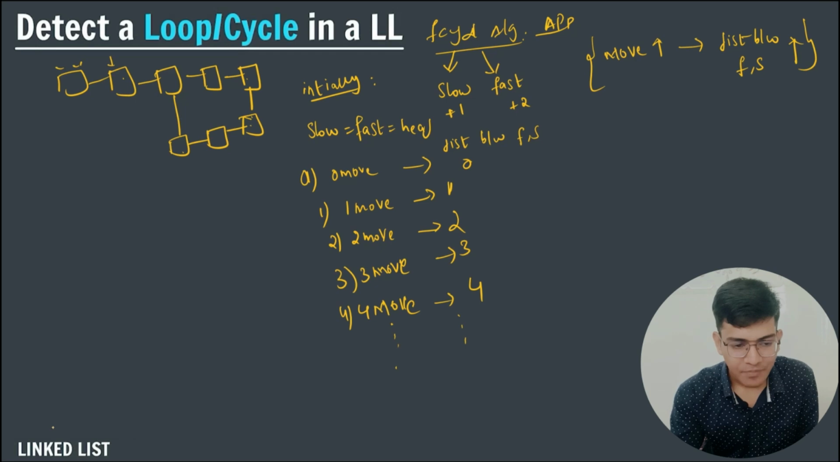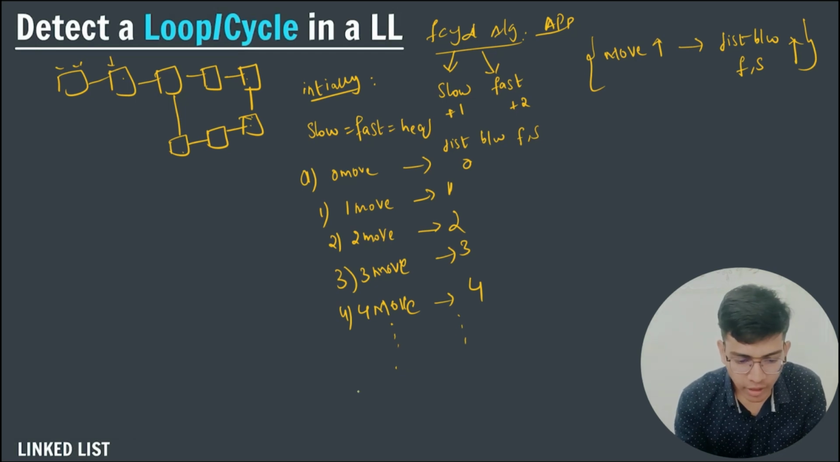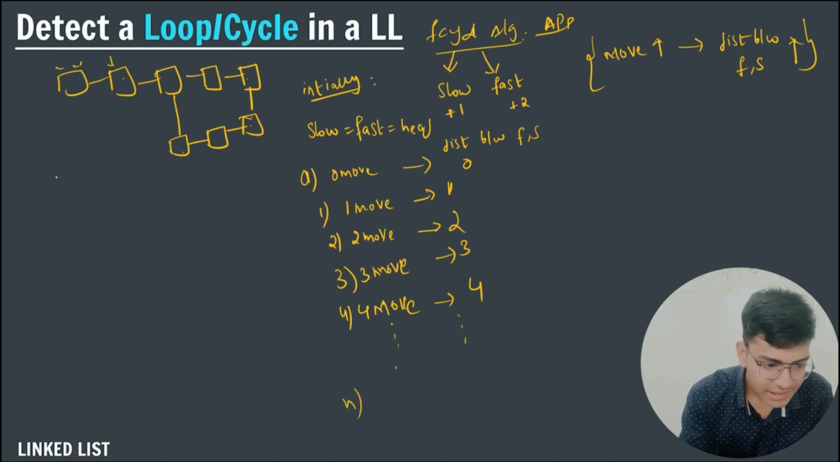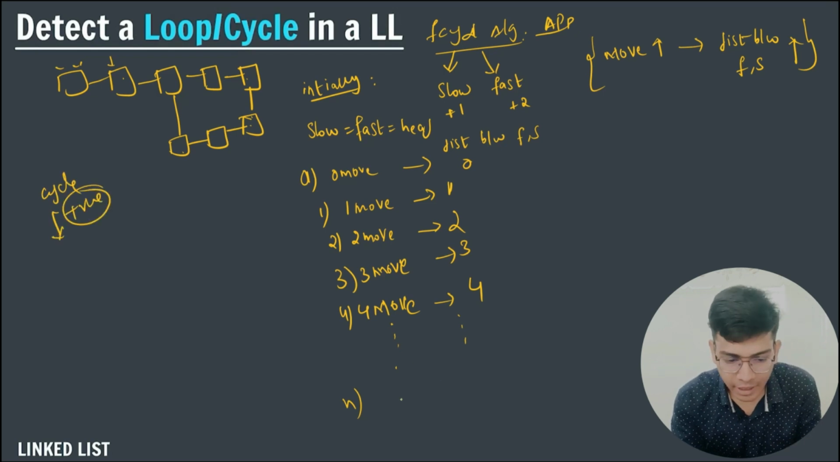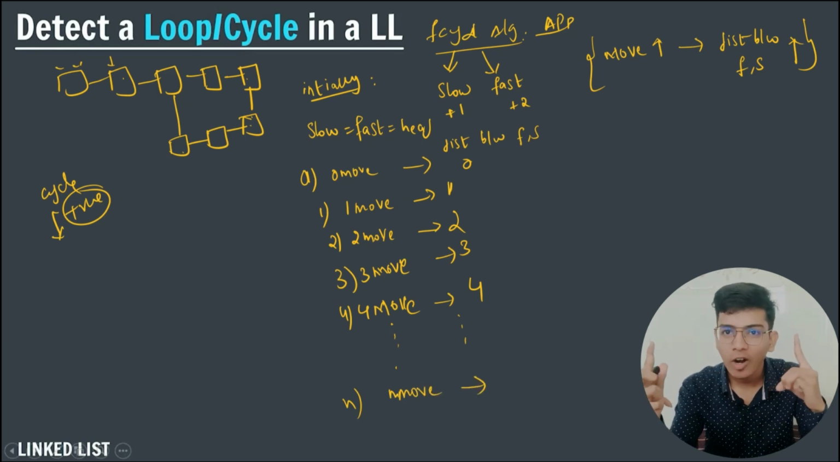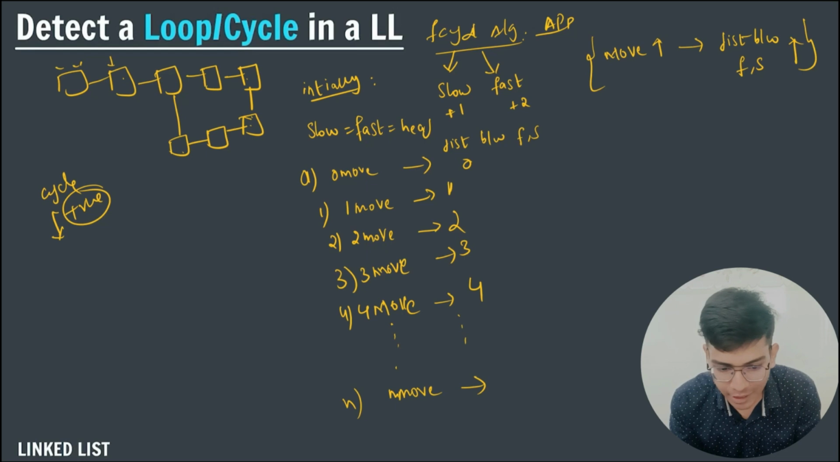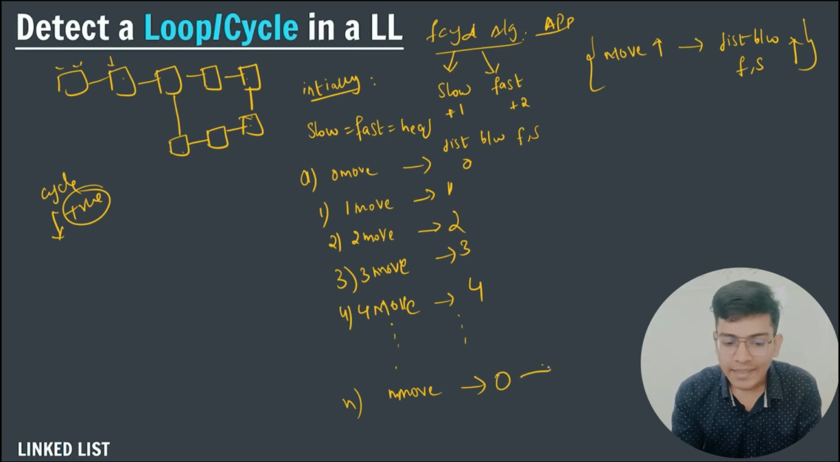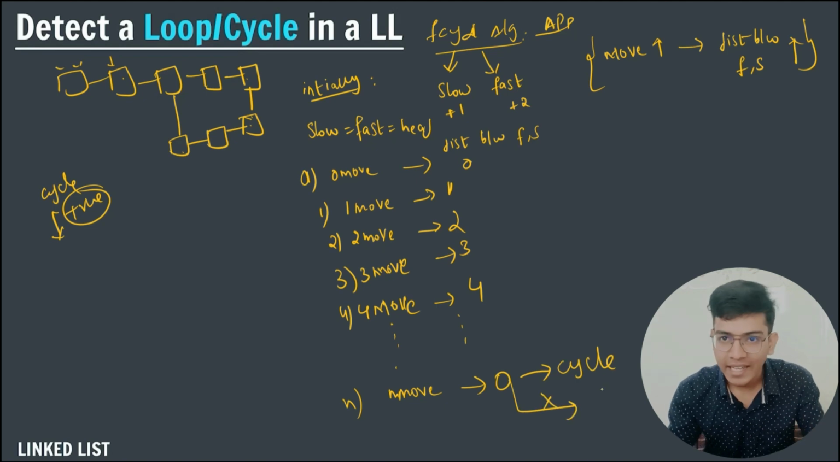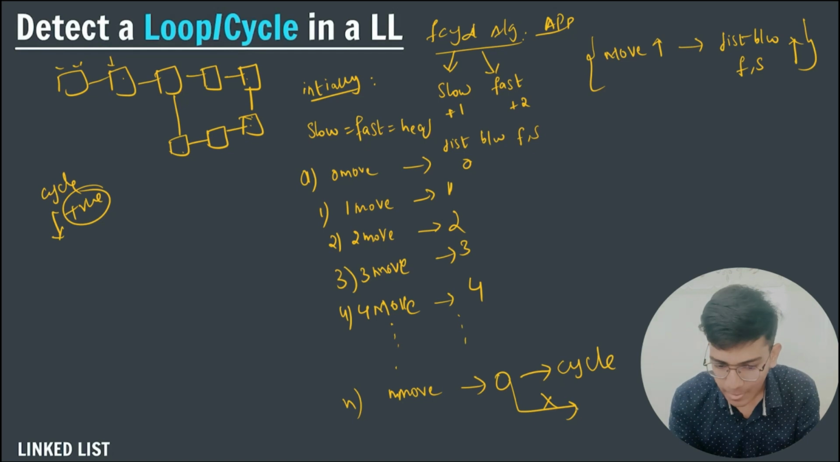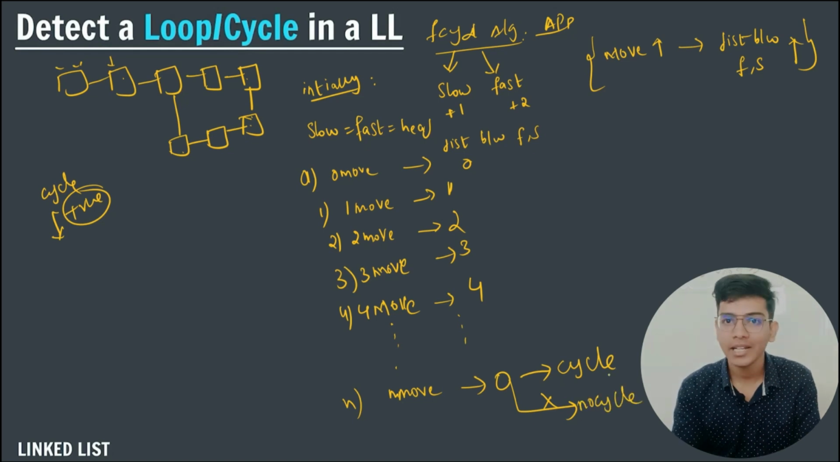The logic here is, after n moves, if there is a loop, if cycle is true, then the distance between the slow and fast will become 0. If this becomes 0, then there is a cycle. If it is not equal to 0 and the distance keeps increasing, then there is no cycle in my linked list.